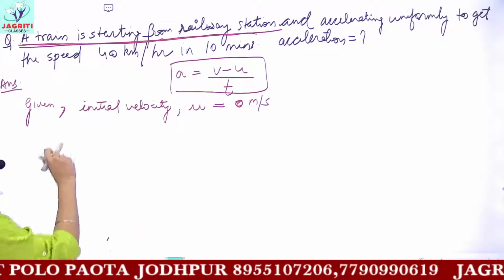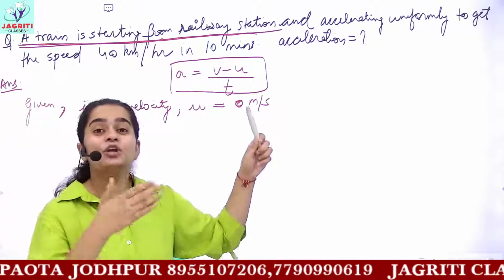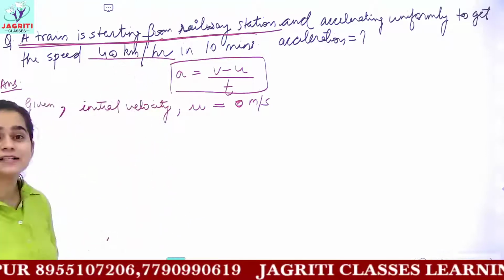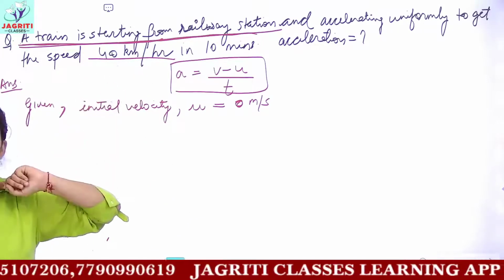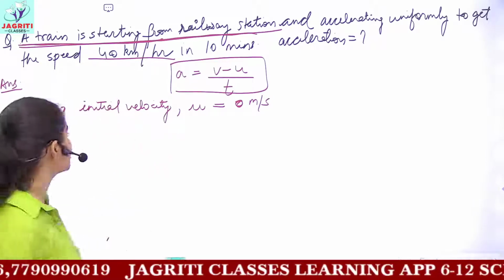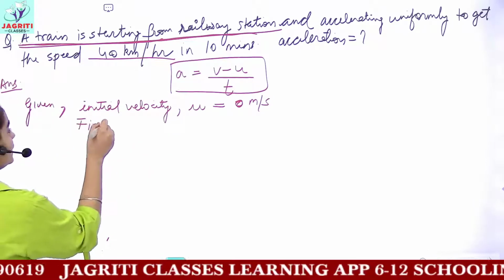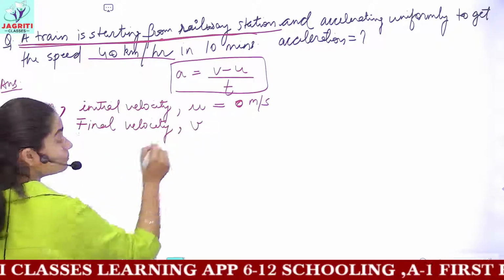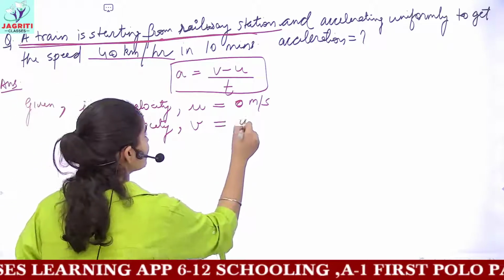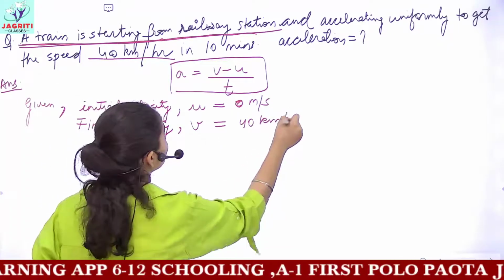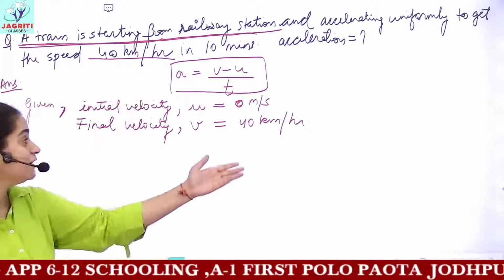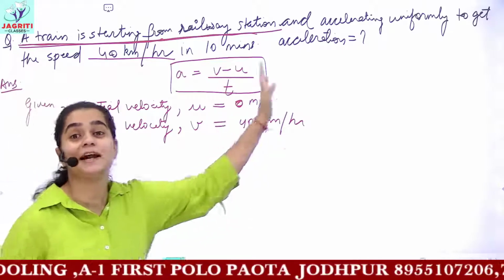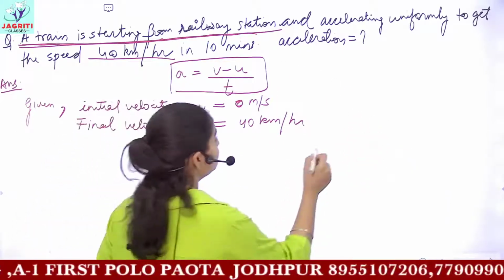Now next you are given that the train starts and it uniformly gets accelerated to attain the speed of 40 kilometers per hour. So this 40 kilometers per hour would be your final velocity. Next we'll write final velocity, which is denoted by the symbol small v. This is 40 kilometers per hour. And because again you are not given the value of velocity in SI units, you need to convert this 40 kilometers per hour into the SI unit, that is meter per second.